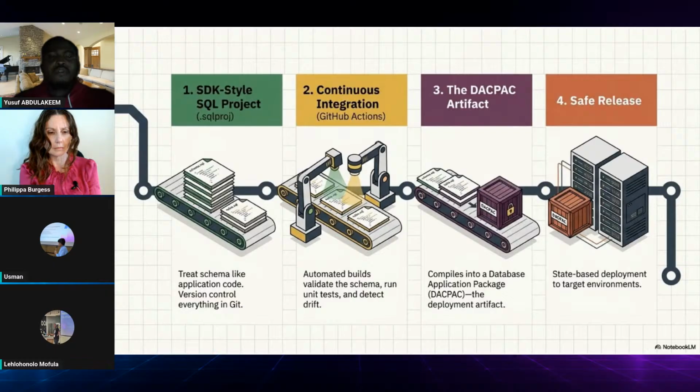So we have four processes. The first is SDK-style SQL projects, then continuous integration, which is used in your GitHub Actions, then the DACPAC artifacts, and the safe release. All of these treat schema like application code, version controlling everything in it. Then the automated builds validate the schema, run unit tests, and detect drift. The DACPAC artifact compiles into the database application package. That is the deployment artifact. Then the state-based deployment to the target environment promotes safe release.